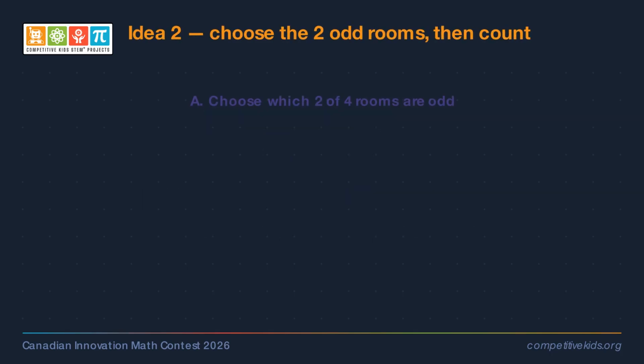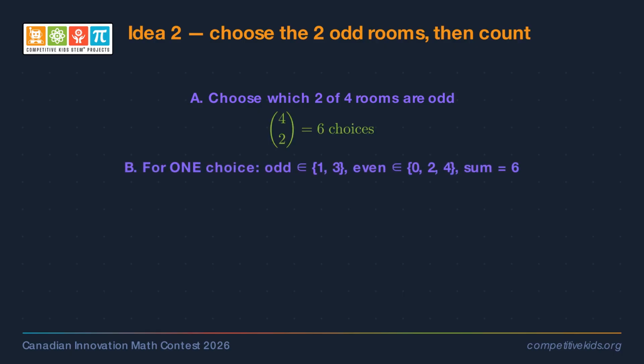Step A. Choose which 2 of the 4 rooms will be the odd ones. 4 choose 2 equals 6. Step B. For one such choice, count the valid distributions. The 2 chosen rooms get odd extras, so 1 or 3. The 2 unchosen rooms get even extras, so 0, 2, or 4. All 4 totals must add up to 6.